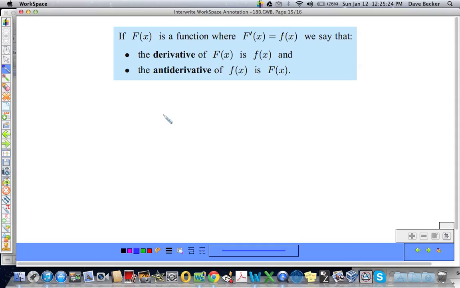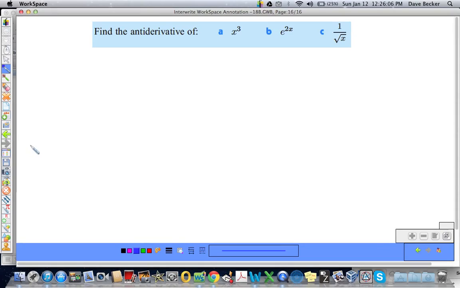So, formally defined, if capital F of x is a function where its derivative equals lowercase f of x, we say the following. Of course, the derivative of capital F of x is f of x. And here's the important part. If the derivative of capital F of x is equal to f of x, then the antiderivative of f of x is capital F of x. Hence the capital F, being the greatest anti of all time, the antiderivative, not the creepy uncle derivative.